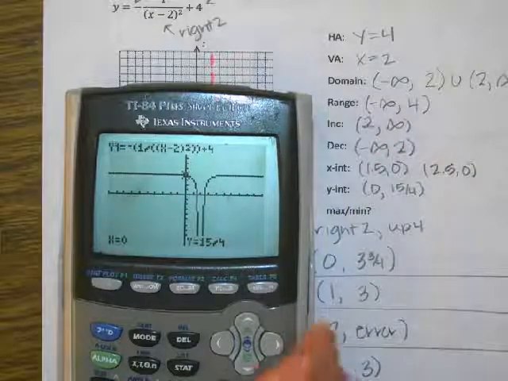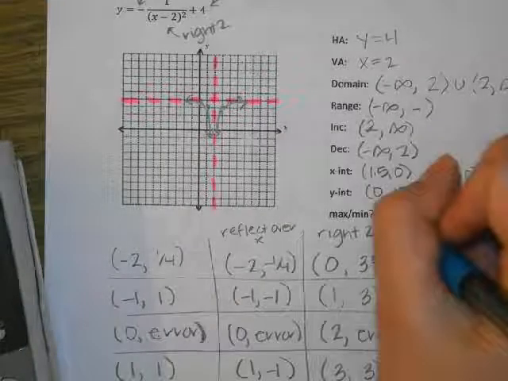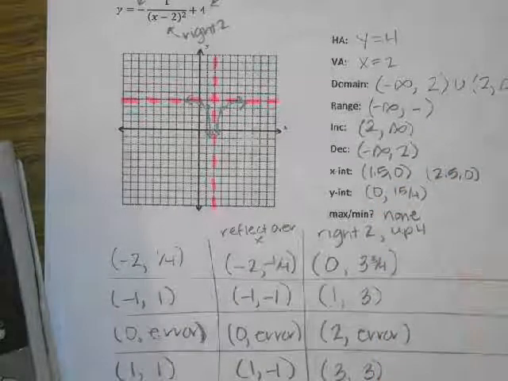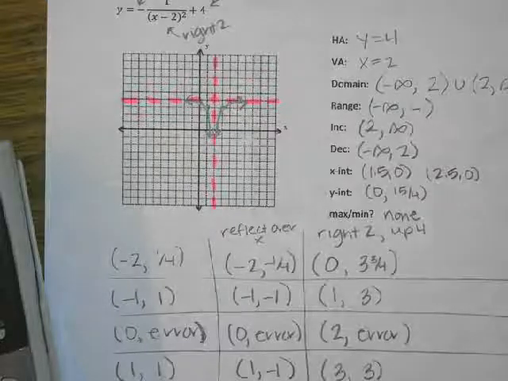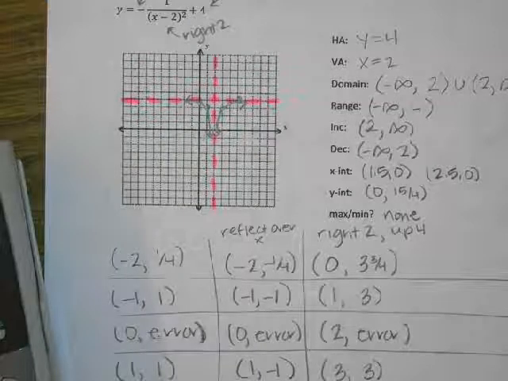And then do we have a max or min? No. None. Not for these graphs. These graphs don't have mountaintops or valleys, so they're not going to have maxes or mins. It's a typical thing to ask for any graph, so it's okay to ask it, you're just going to say none a lot for this unit.